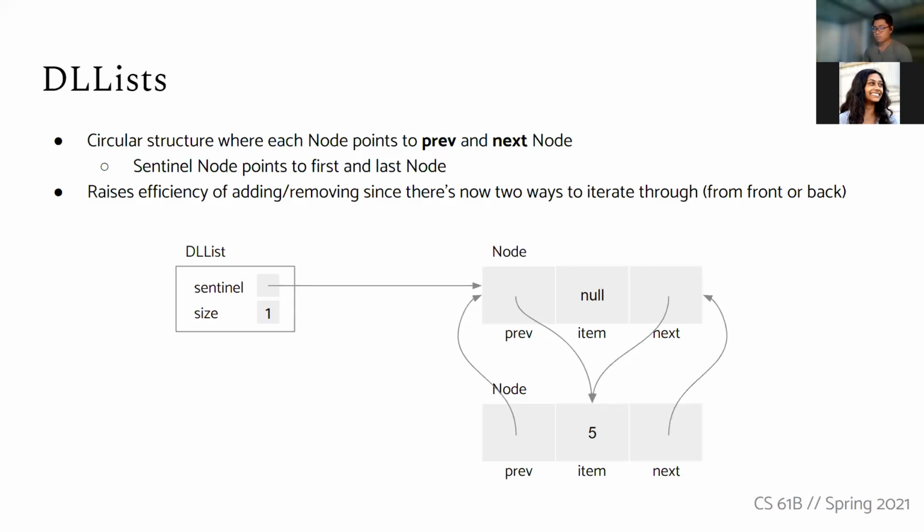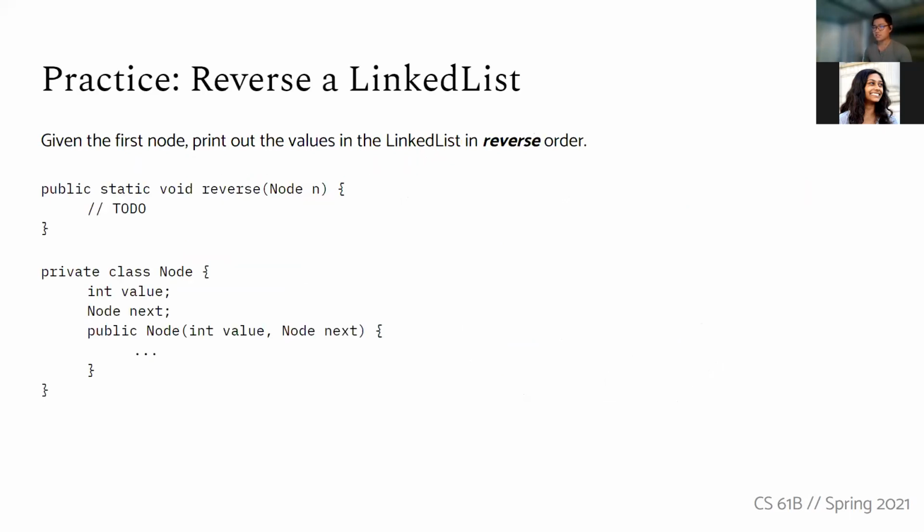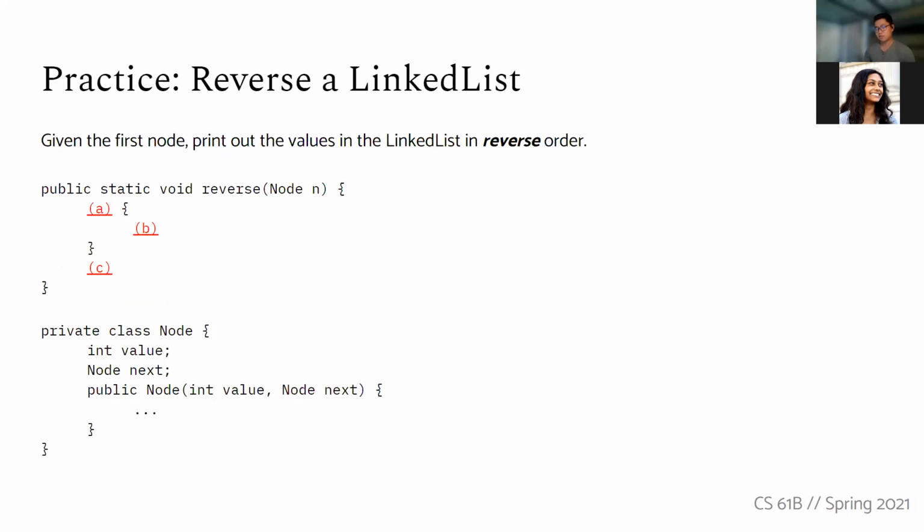Okay, cool. Any questions so far? Nope, cool. All right, so let's go ahead and do some practice. Here, given a linked list, given a node right here, write a method that prints out the reversed values. I will give you guys a skeleton. There are many different ways to implement this, but this is just one of them. I'll give you about a minute or so, and then I'm going to have you answer in the chat as to what you think parts A, B, and C will be.